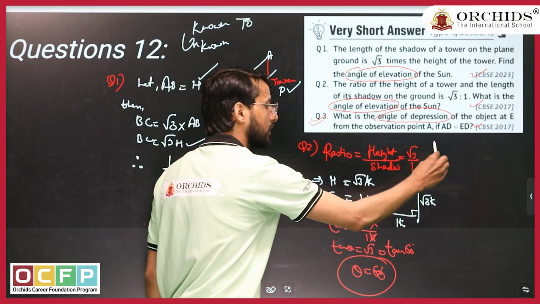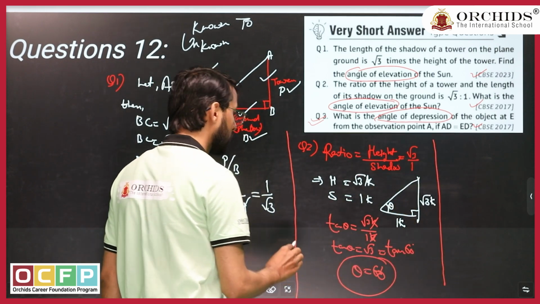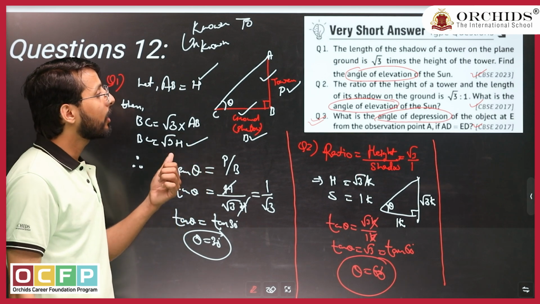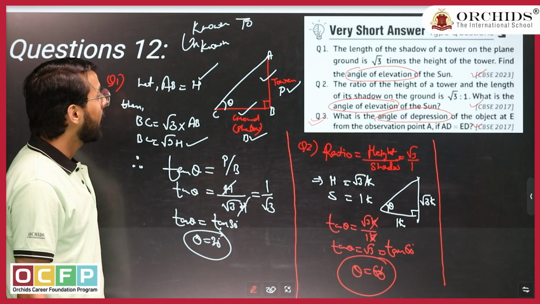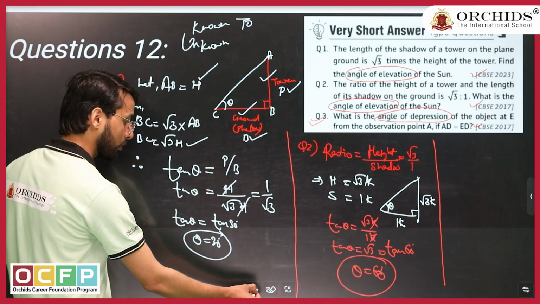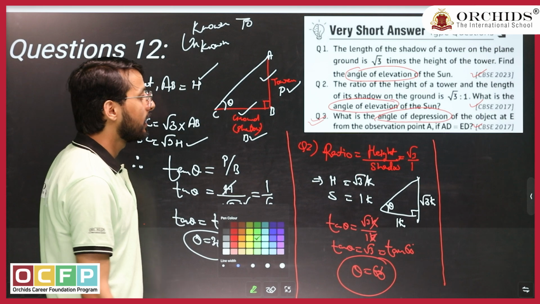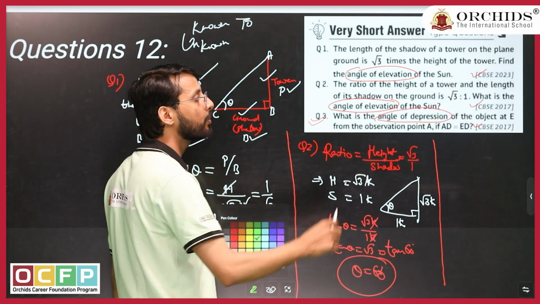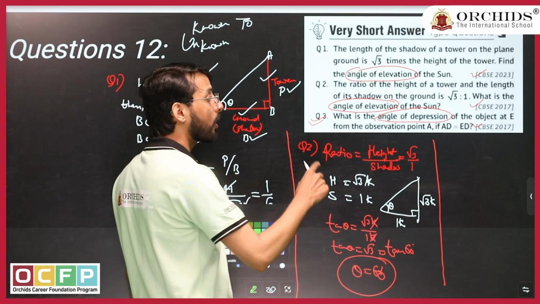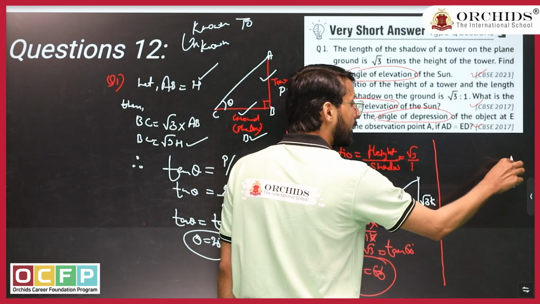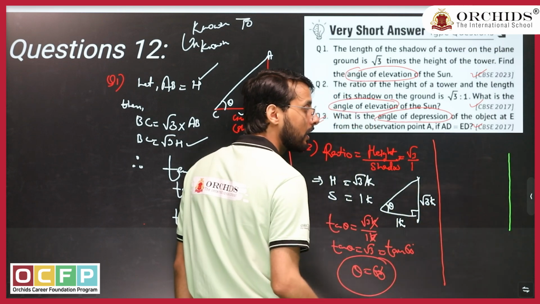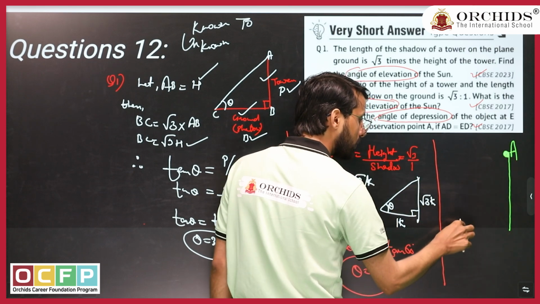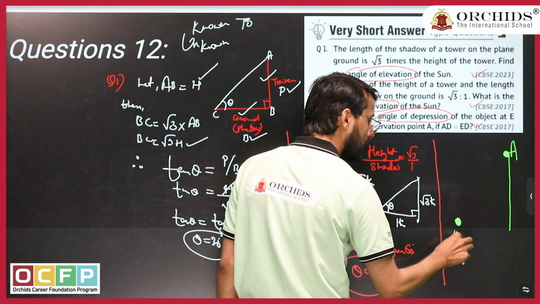How to go with the third part? Have a look at this. In the third part, they said, what is the angle of depression of the object? Angle of depression. So the first thing is to draw the figure correctly. What is the angle of depression of the object at E from the observation point at A? It means there is a tower and this is your observation point A. This is the object point E.